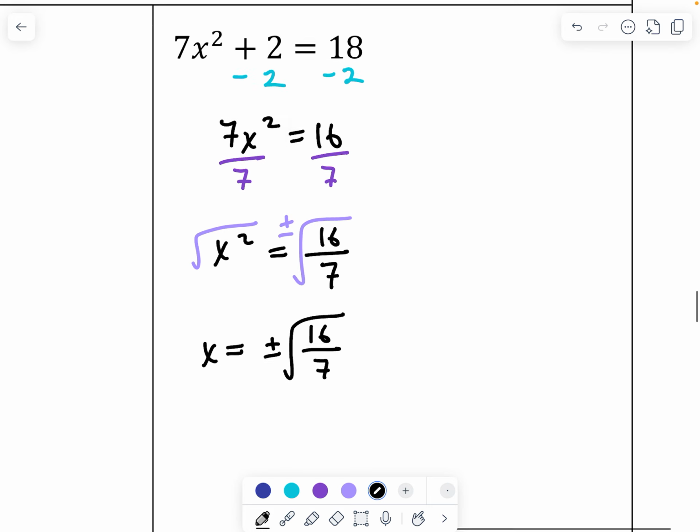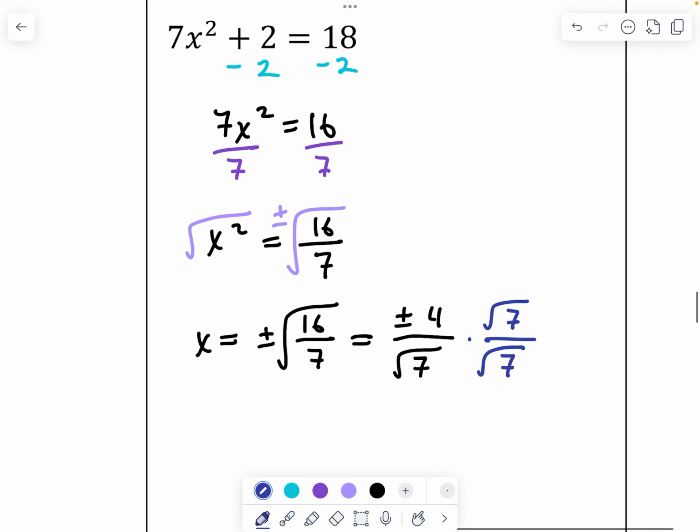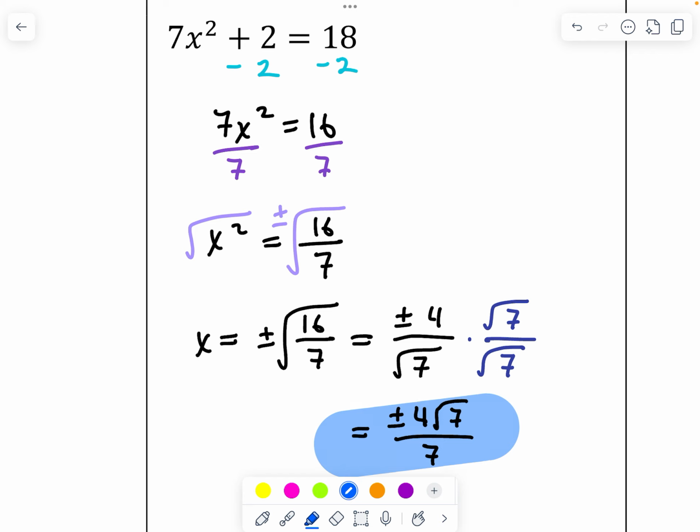Now, you can take the square root of 16, right? Root 16 is 4, so plus or minus 4 over root 7. Guess we should rationalize the denominator. We would multiply by root 7 over root 7, which is 1. Good. And this would equal plus or minus 4 root 7 over 7. And that would be the answer right there.